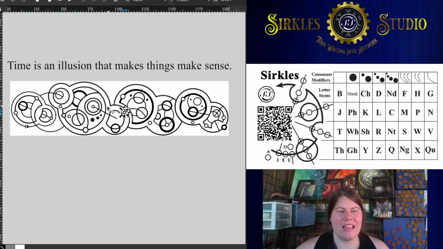So yeah, that is that design. Time is an illusion that makes things make sense.